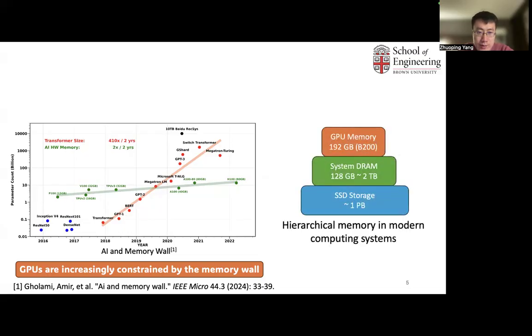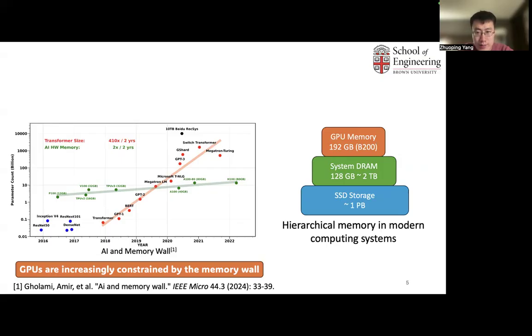But if we take a look at the modern computing system, we can find this hierarchical memory pyramid. On the top of this pyramid, we have the GPU memory. For the latest Blackwell B200 GPU, a single GPU can provide us 192 GB memory. And the system DRAM can scale to a few hundred gigabytes, or for some high-end systems, we can have 2 terabytes memory, which is still not enough for the large models. But for SSD systems, we can easily scale to the petabyte level.